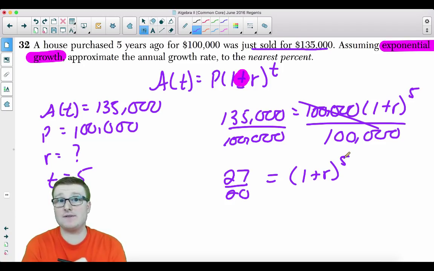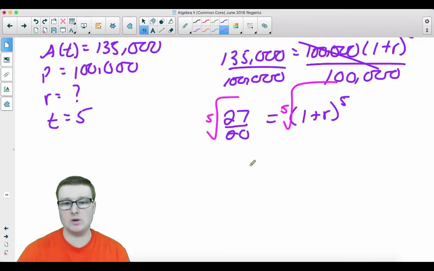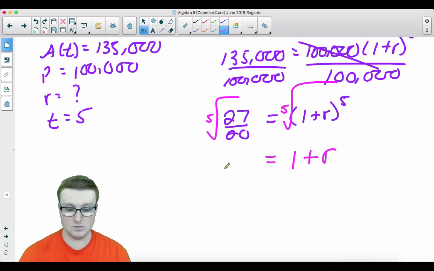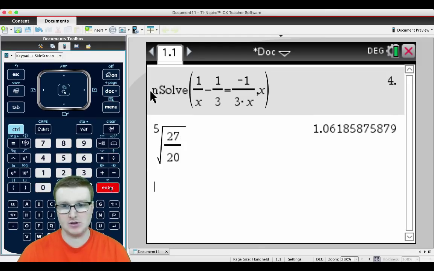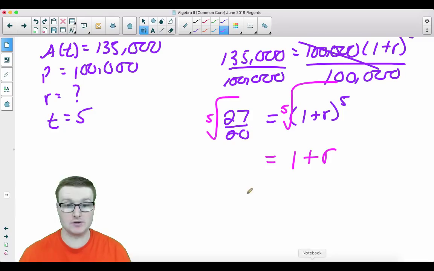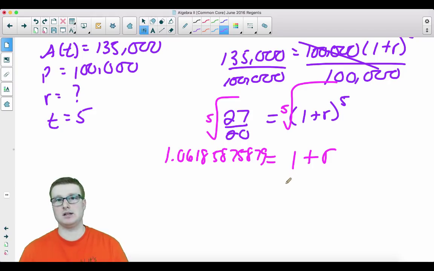Now, to get rid of that 5, people, we got to take the 5th root of this. So when you take the 5th root of something raised to the 5th power, this just goes to 1 plus r. And I'm actually going to take the 5th root of this. So go to your calculator. Type in the 5th root, so control caret, the 5th root of 27 over 20. You get that disgusting number. So just transfer that over to your paper. So you get 1.06185875879 equals 1 plus r.